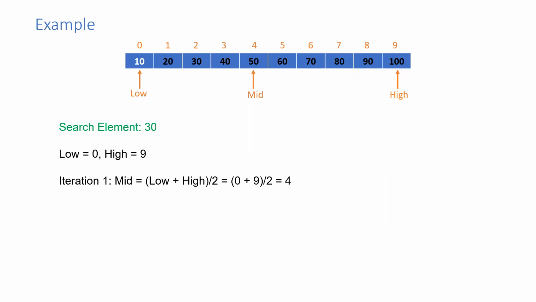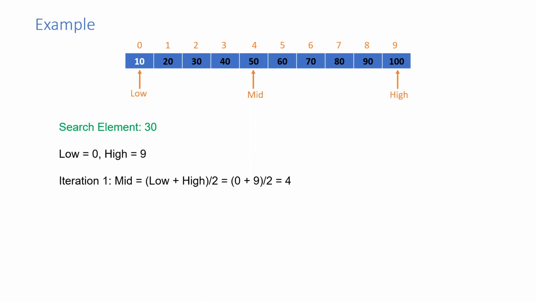Is search element 30 equal to 50? No. Is the search element less than or greater than the current element? It is less than 50. In that case, we can conclude that the element which we are trying to find can't be on the right side of the current value pointed by the mid, and it can only be on the left hand side as the elements in the array are in sorted order.